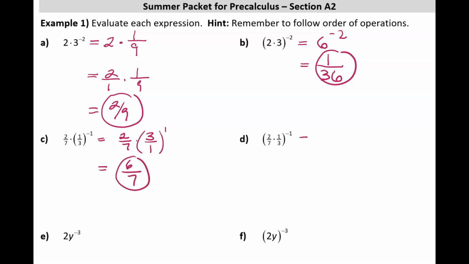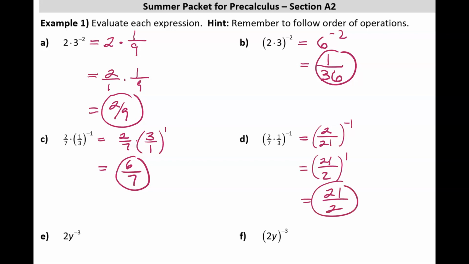In D, we need to do the parentheses first. 2 over 7 times 1 over 3 is 2 over 21. And that's raised to the negative 1 power. That would be 21/2 raised to the positive 1 power, which is just 21/2.